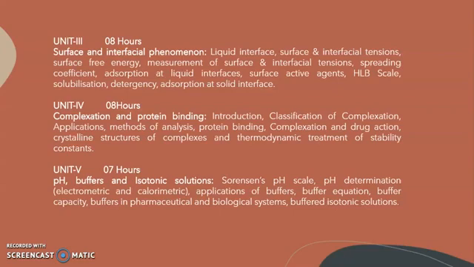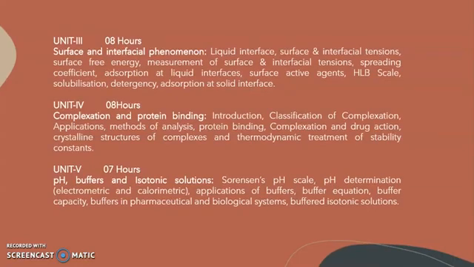Now next is unit 5, that is about pH, buffers and isotonic solutions. Here we are studying Sorensen's pH scale, pH determination, electrometric and colorimetric methods, applications of buffers, buffer equation, buffer capacity, buffers in pharmaceutical and biological systems, and buffered isotonic solutions. This is all about what we are going to cover in theory.